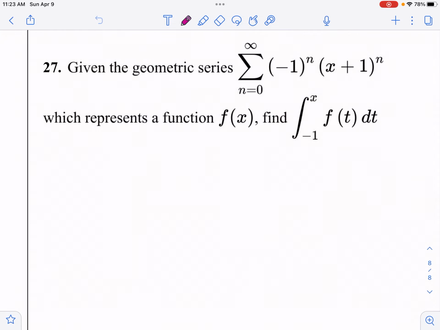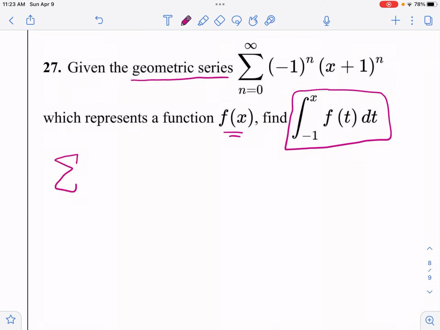Okay, this problem says, given the geometric series here that represents some function f of x, find this function. This is an integral function, which looks like it's the antiderivative of f. So the first thing we've got to do is find f. This is a geometric series, so we'll use that to our advantage.